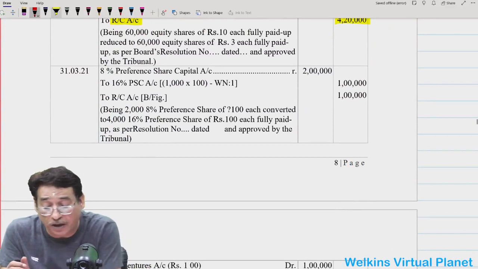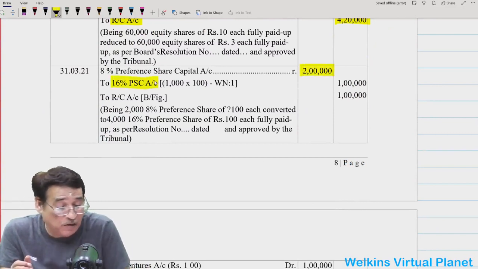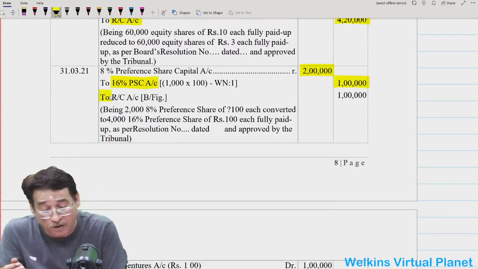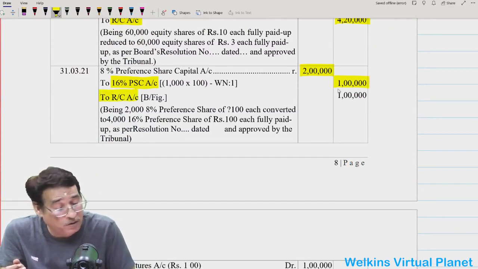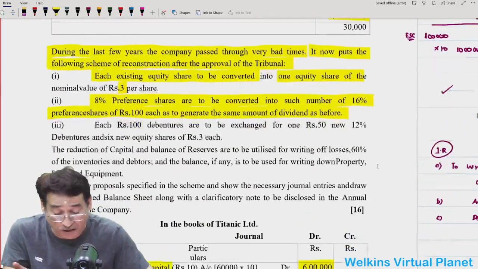So this is how I am going to write the entry here. 8% preference share capital account debit, that is 2 lakh, and then to 16% preference share capital, which I just worked out, and reconstruction account is equal to 1 lakh. This will be the entry which we are going to pass.